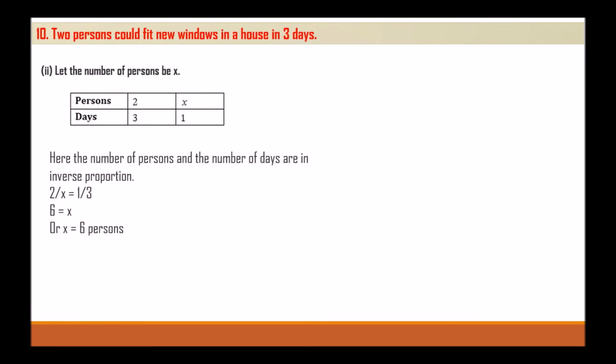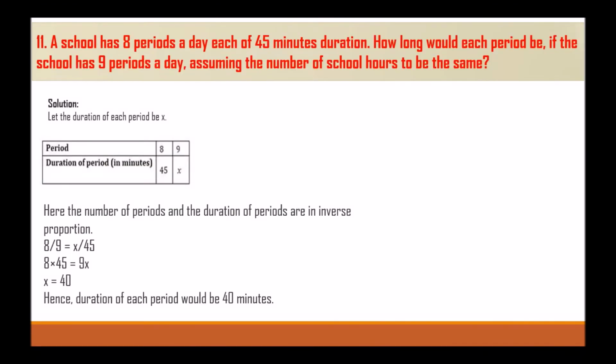Let the 2 persons fit new windows in a house in 3 days. Let the number of persons be x. So here the number of persons and the number of days are in inverse proportion. So 2 upon x equals 1 upon 6. That is x equals 6.